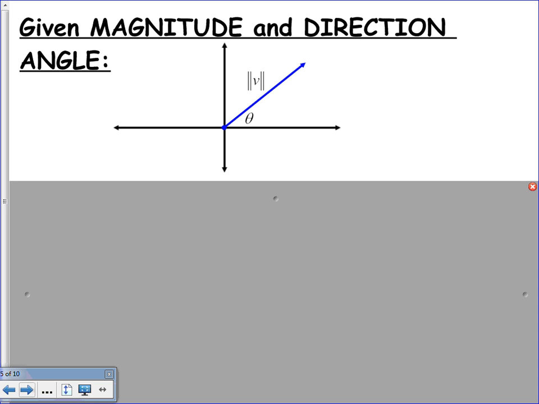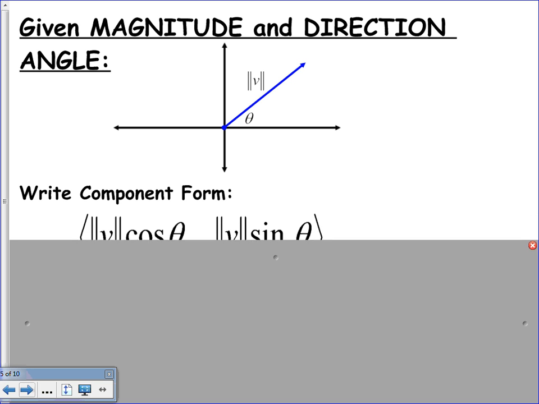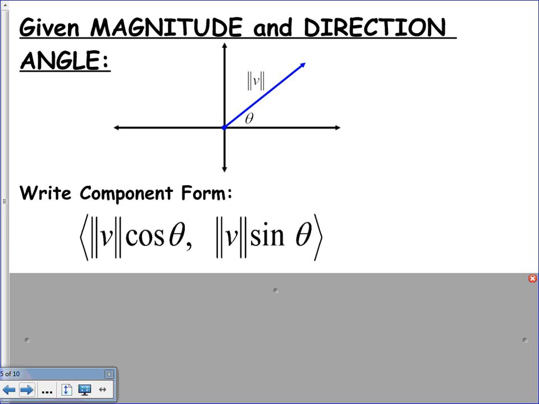Then we want to be able to write our vector one of two ways. Most often, you'll write it in its component form. The component form you have in the notes there is the magnitude of v times the cosine of theta, and then the vertical component is the magnitude of v times the sine of theta.